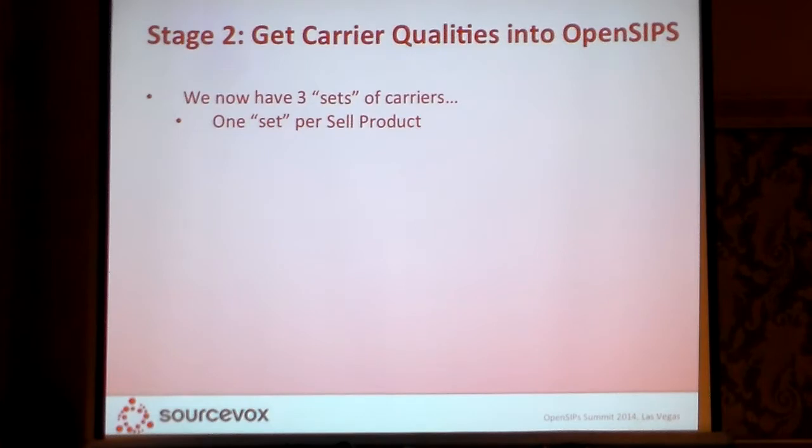And as we said before, we've essentially now got 3 sets of carriers. Each sell product has implicitly got its own set of carriers. For the sell pricing, we stored 3 sets: set 1, set 2, and set 3. But for the cost pricing for the carriers, we're saying, well, why store 3 sets when we can only store 1?